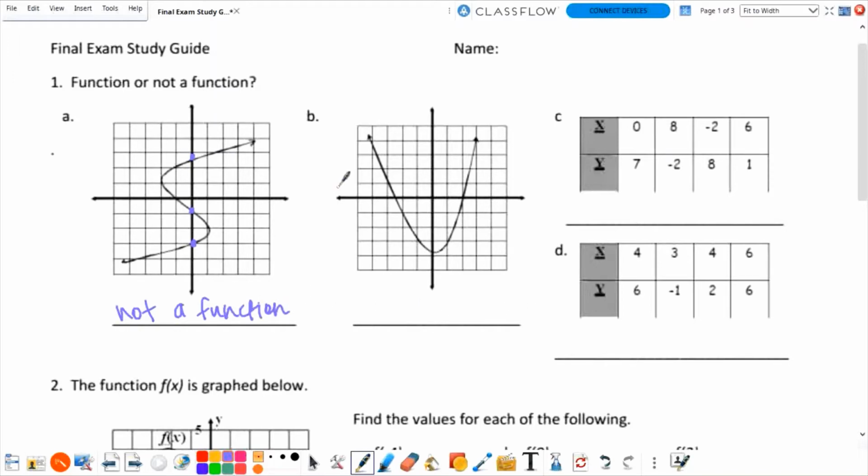All right, but with B, if you imagine dragging a pencil vertically across this graph, we're not touching more than one point on this graph at any given time, which makes it a function.